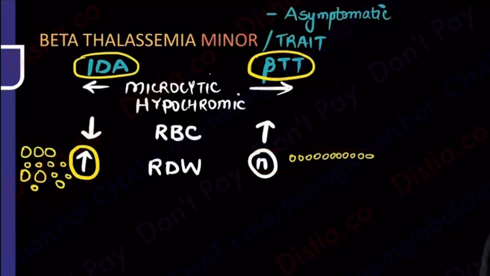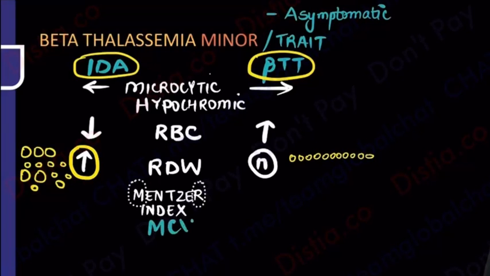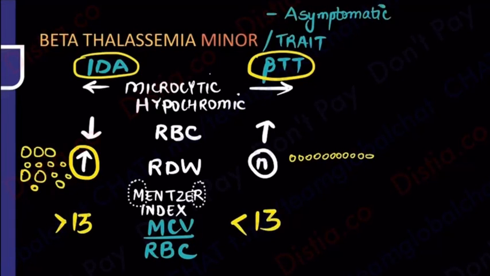Finally, we have an index. There is something known as the Mentzer index. Please note, the Mentzer index formula is very, very important, and that is M upon R. That is how I have learnt it. It is MCV upon RBC. If MCV upon RBC comes out to be more than 13, I suspect iron deficiency anemia, and less than 13, I suspect thalassemia.